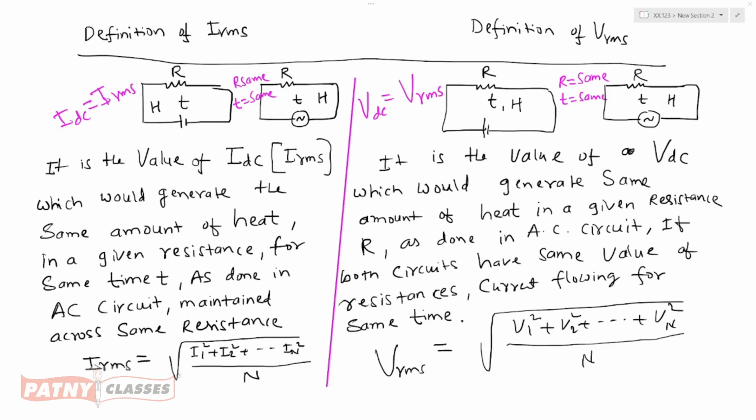Similarly, we can define now VRMS. It is a value of VDC, that is VDC nothing but VRMS under special condition. What is the special condition? Which would generate same amount of heat in a given resistance R as done in AC circuits. That means we have AC and DC circuits. In both circuits, the same amount of heat is produced. If both circuits have same value of resistances and current flowing for the same time, then VRMS equals to V1 square plus V2 square and so on Vn square divided by n. So these are the definitions of IRMS and VRMS.